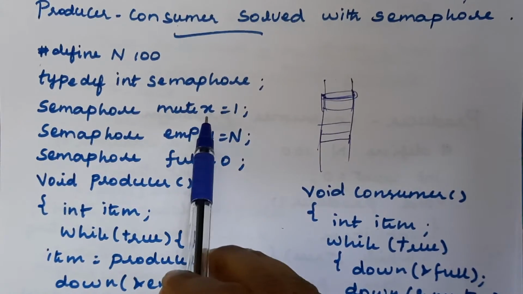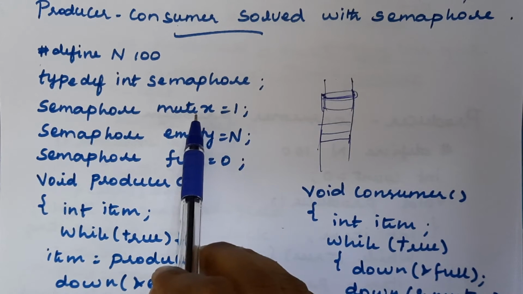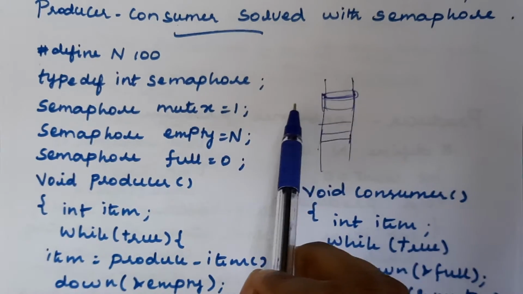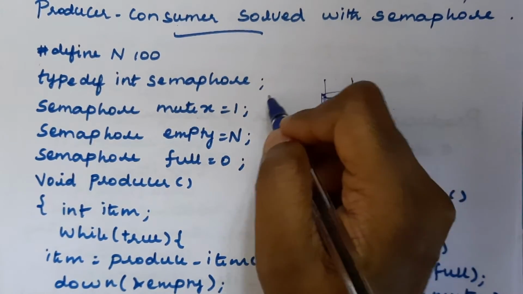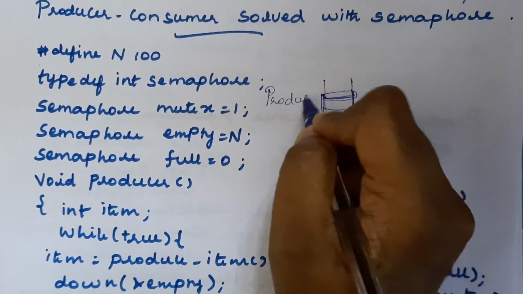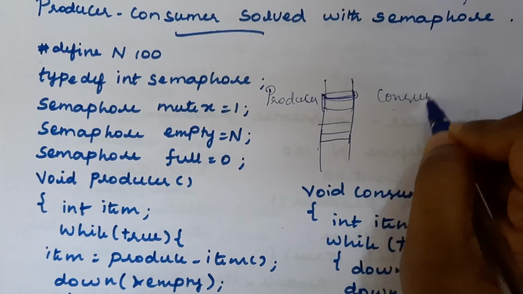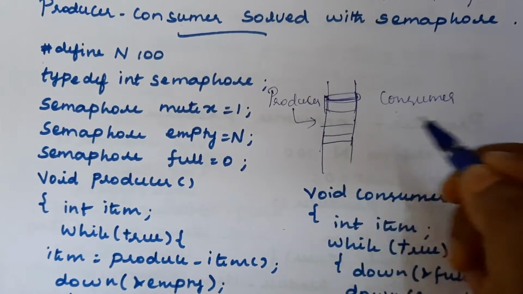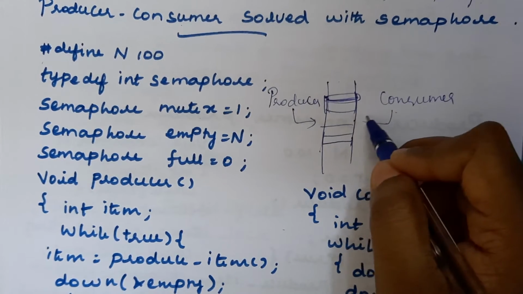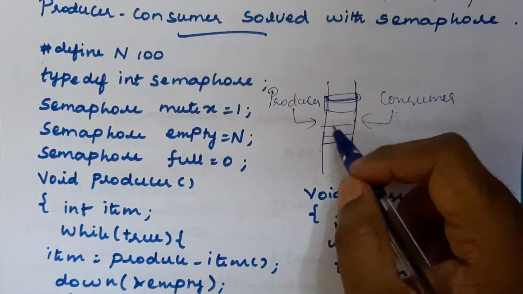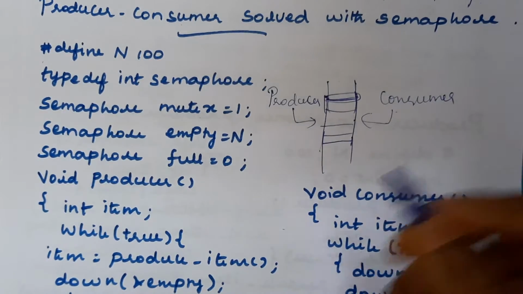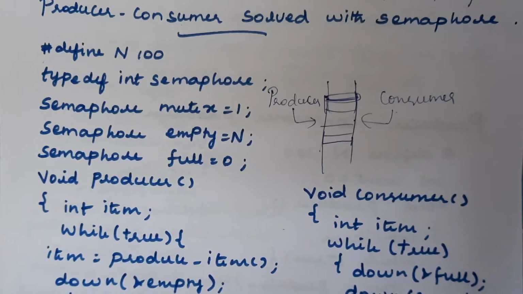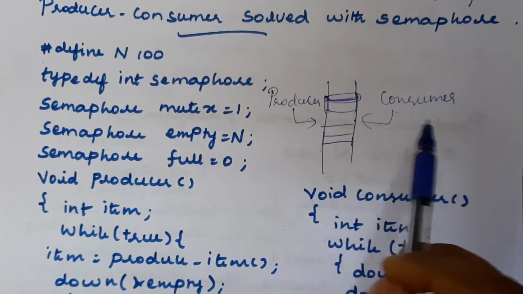The next one is semaphore mutex. Mutex is used in order to satisfy the mutual exclusion condition. What is mutual exclusion? We have two processes, one producer and one consumer. The producer keeps producing data items and puts them into the buffer, and the consumer takes the data items from the buffer one by one, removes each data item and stores it in some local variable. This is the task given to each process, the producer and the consumer.